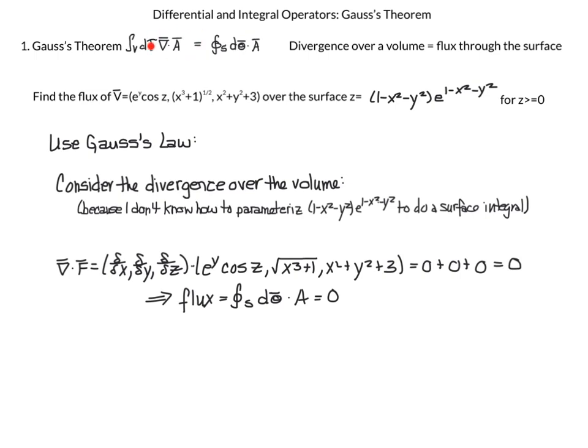So to start with Gauss's law, I need to take the divergence of the vector field. So I'm going to take the divergence of this vector field V. So that's the del dotted with e to the y cosine z, square root of x cubed plus 1, x squared plus y squared plus 3. The partial derivative of this first term with respect to x is 0. The partial derivative of the second term with respect to y is 0. And the partial derivative with respect to z of the last term is 0. Therefore, this side of the integral is equal to 0, meaning the flux over here is also equal to 0.